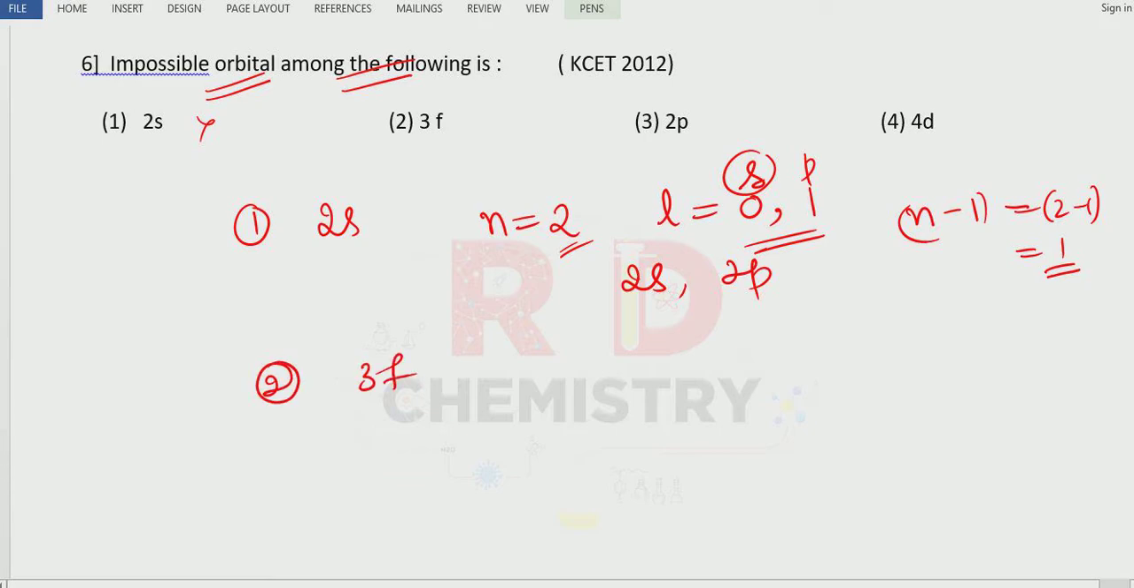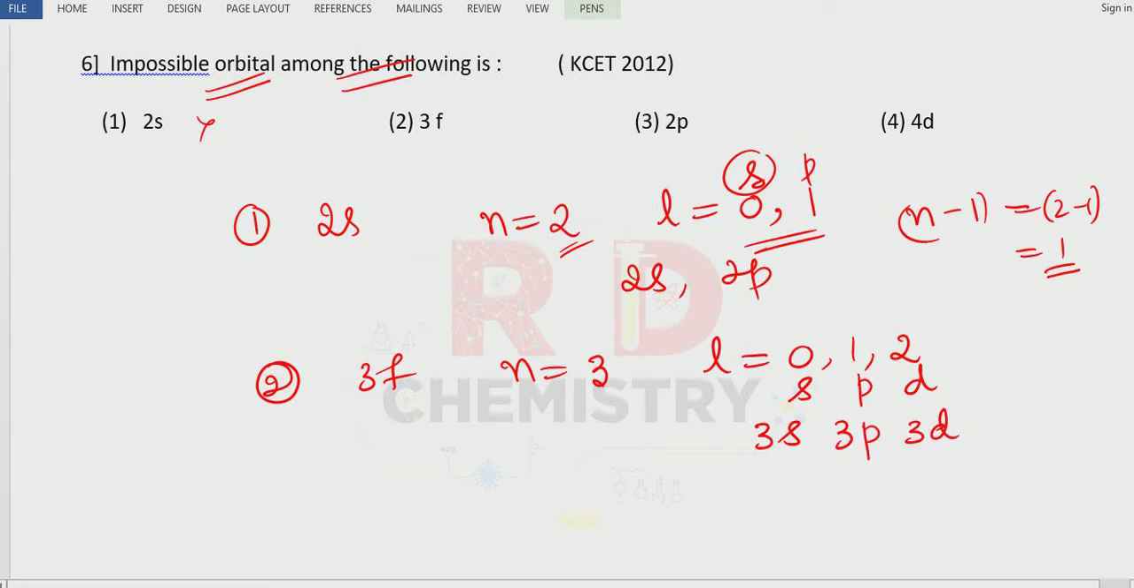3f. When I say 3f, n is equal to 3. When n is equal to 3, l is equal to starting from 0, 1 and 2, so n minus 1, 3 minus 1. S, P, D subshells. So in this case, 3s is possible, 3p is possible, 3d is possible, but the 3f option is not possible. So 3f doesn't exist, whereas 4f can exist.